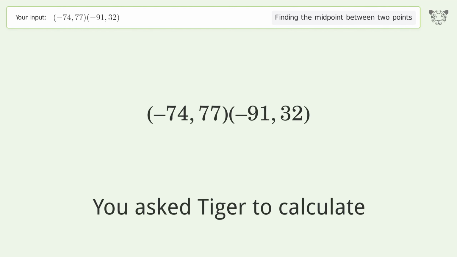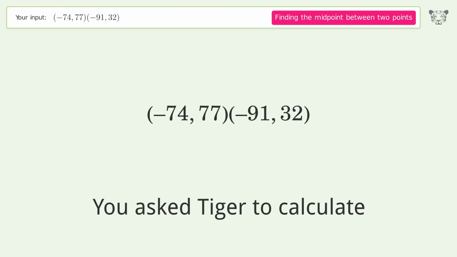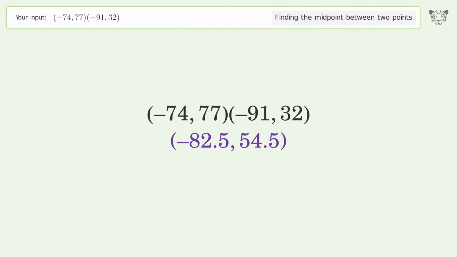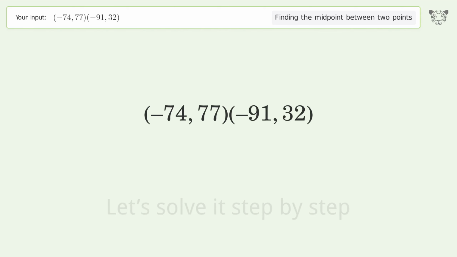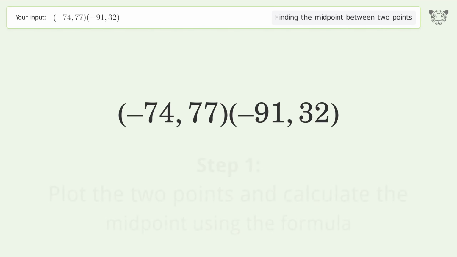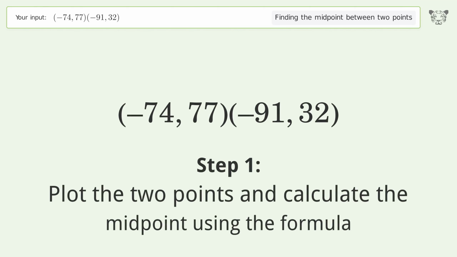You ask Tiger to calculate. This deals with finding the midpoint between 2 points. The midpoint between the 2 points is negative 82.5, 54.5. Let's solve it step by step. Plot the 2 points and calculate the midpoint using the formula.